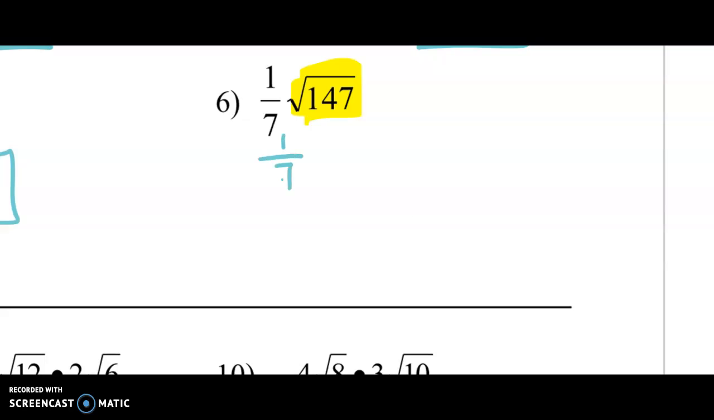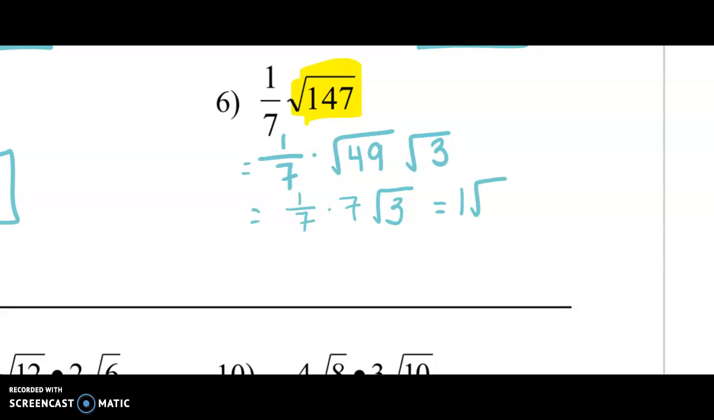So I have 1/7 times the square root of 147 can be broken up into the square root of 49 times the square root of 3. And that's good because the square root of 49 is 7. So I would have 1/7 times 7, and then the square root of 3 would stay. 1/7 times 7 is really just 1. So you can write 1 root 3, or how we would just write it is root 3. So that would be our final answer for that problem.